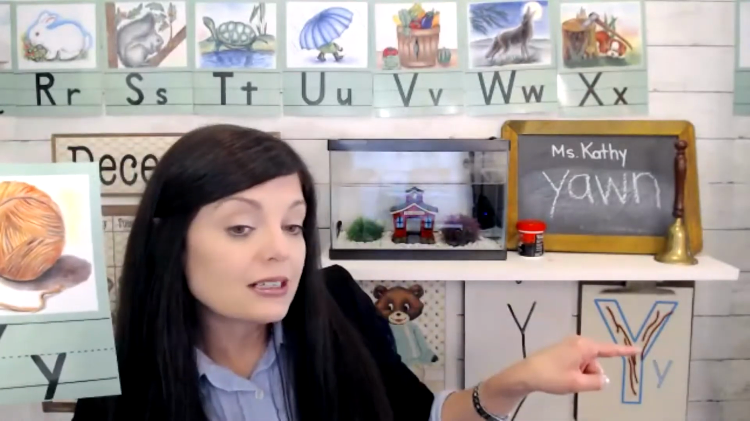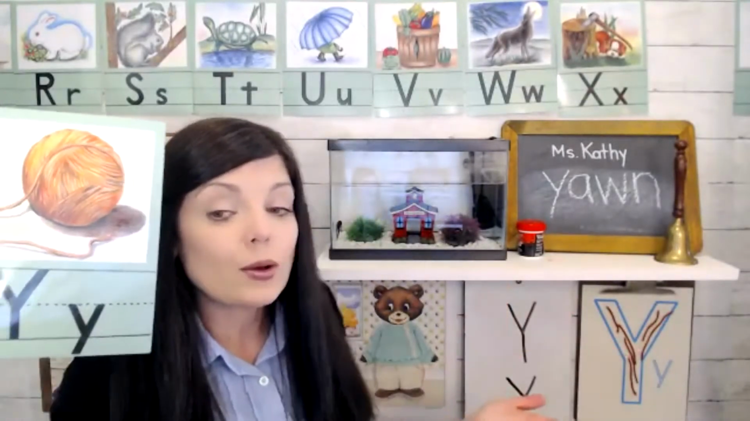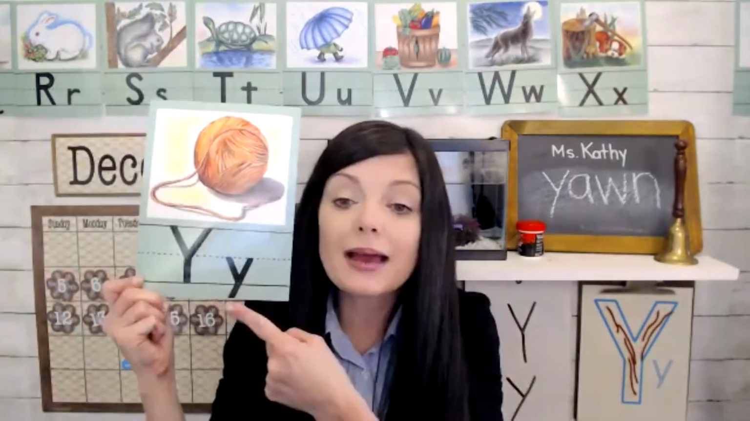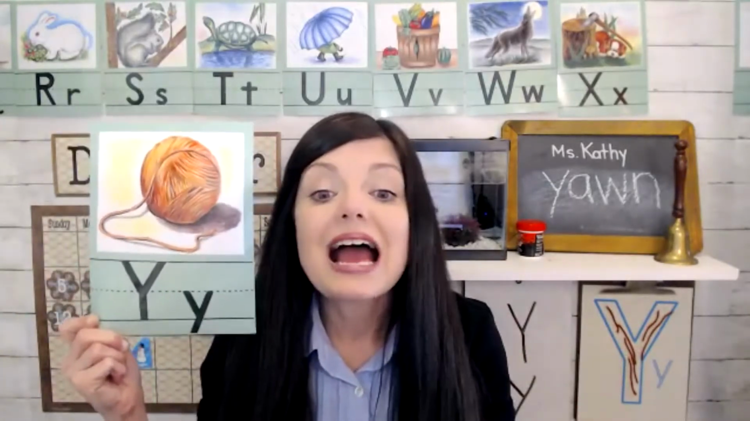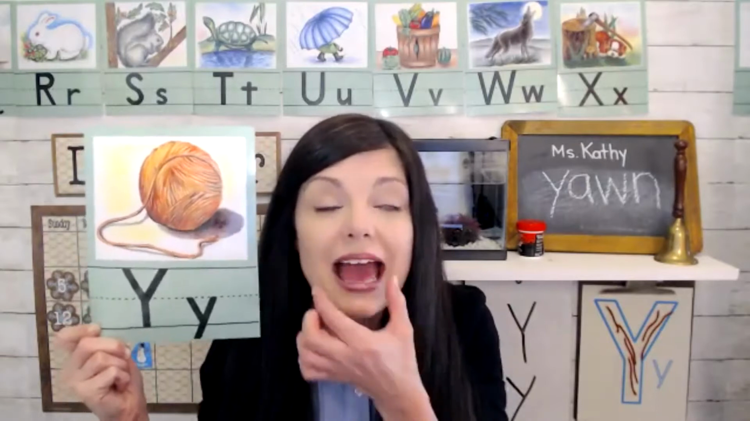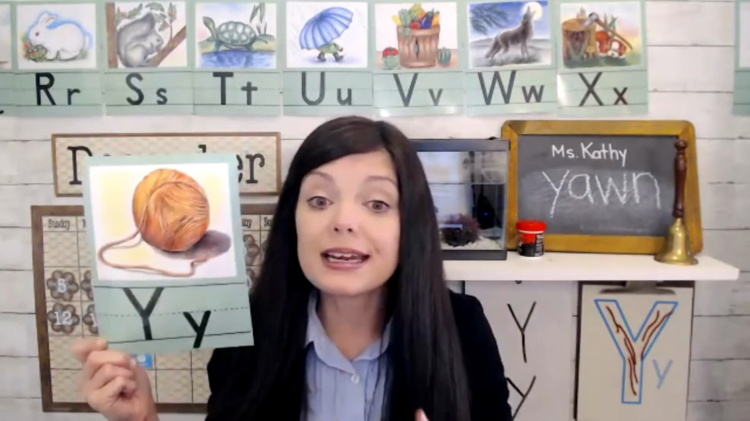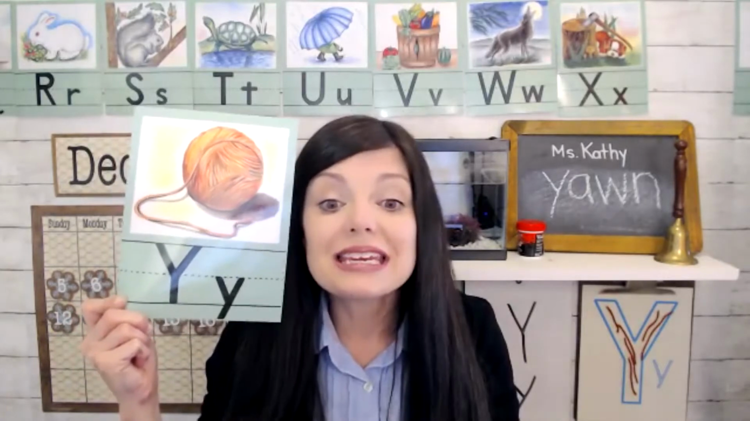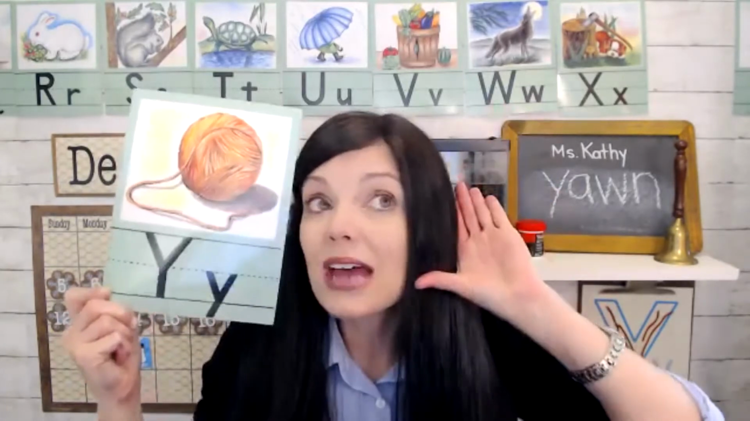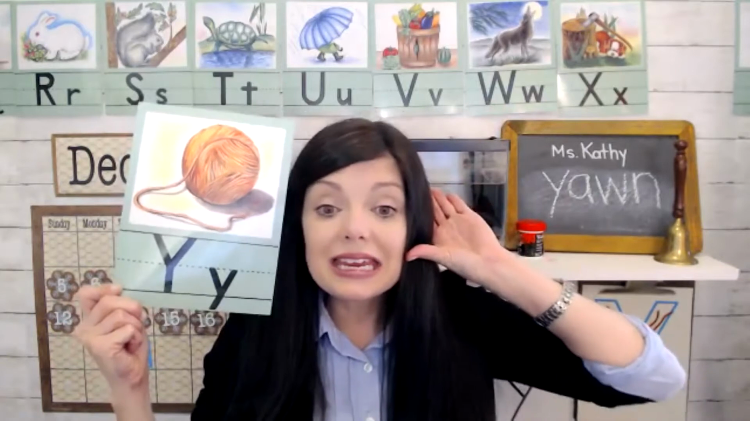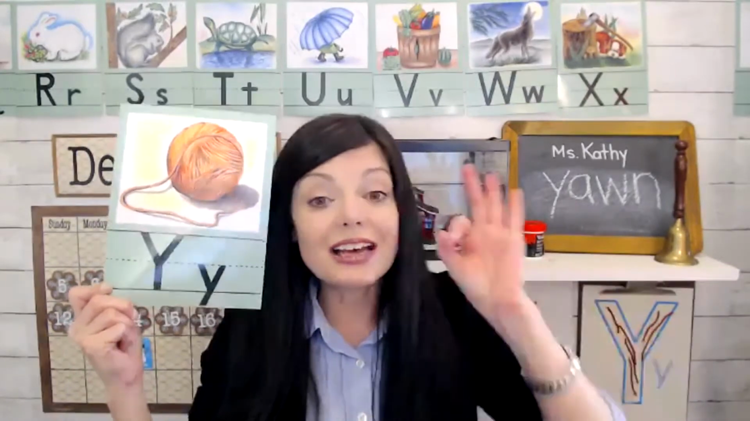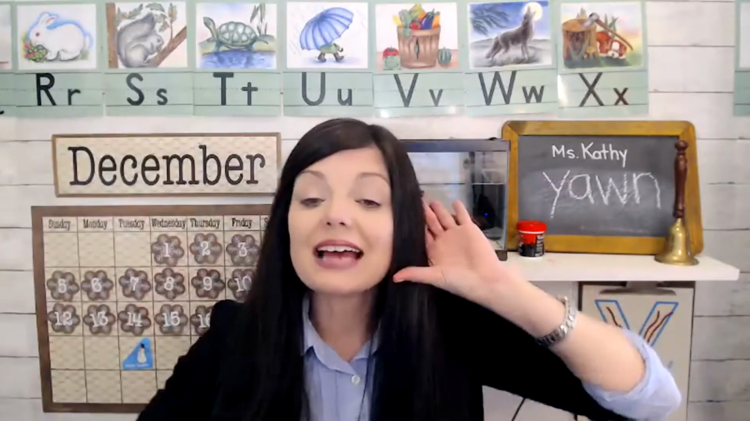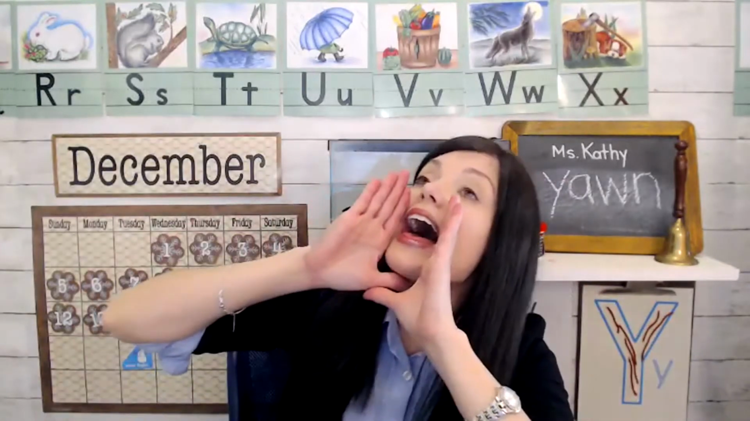That's what Y looks like. Now we know how to write Y. And the sound that Y makes is "yuh, yuh, yuh." You have to take your tongue and put it against your teeth. Yuh, yuh, yuh. Can you try to make that sound? Good, very good. Yuh, yuh, yuh, as in yell.